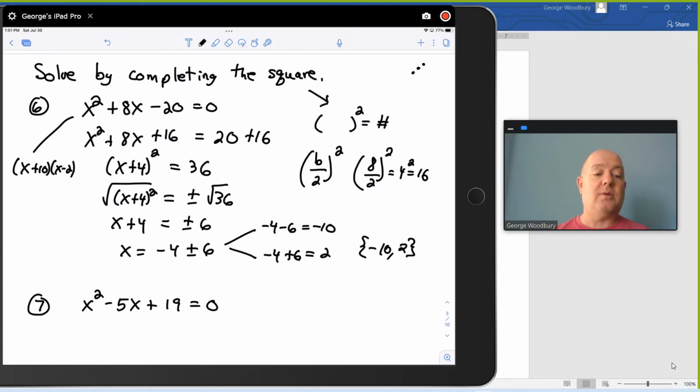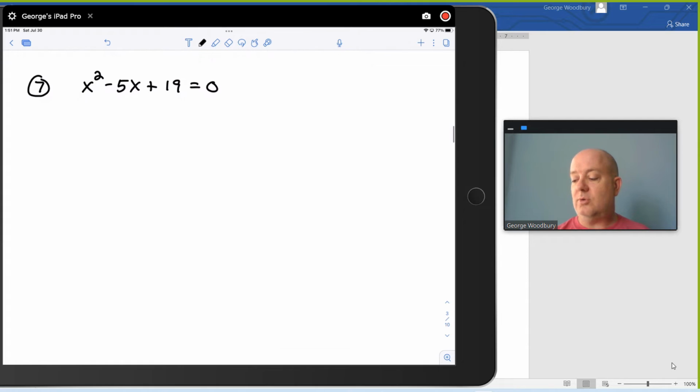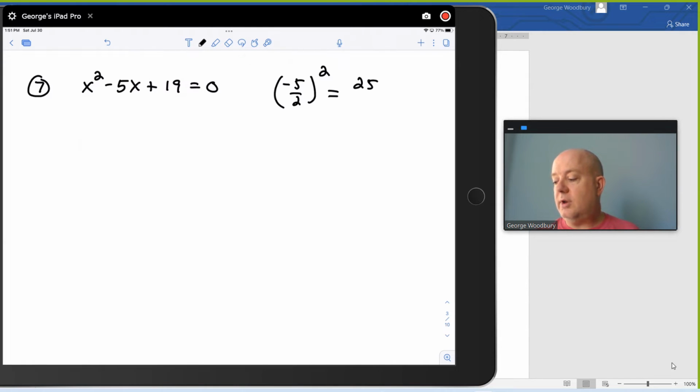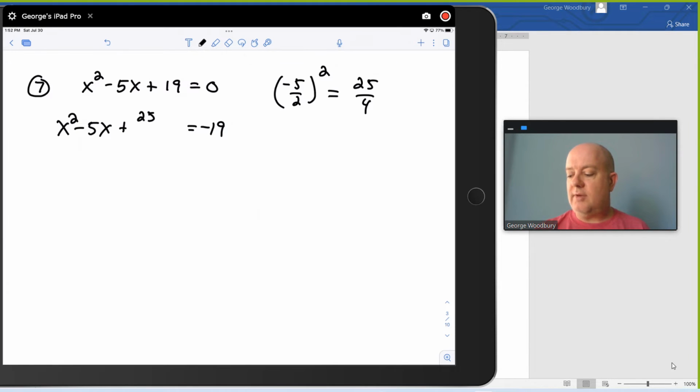The next one is x squared minus 5x plus 19 equals 0. So the first thing I do is divide negative 5 by 2, and I'm going to square that. Negative 5 halves squared becomes positive 25 fourths. So that's the number I'm going to add to both sides. I also need to isolate those variable terms, so I'm going to subtract the 19 over and then add that magic number. X squared minus 5x equals negative 19. Add 25 fourths to both sides of the equation.